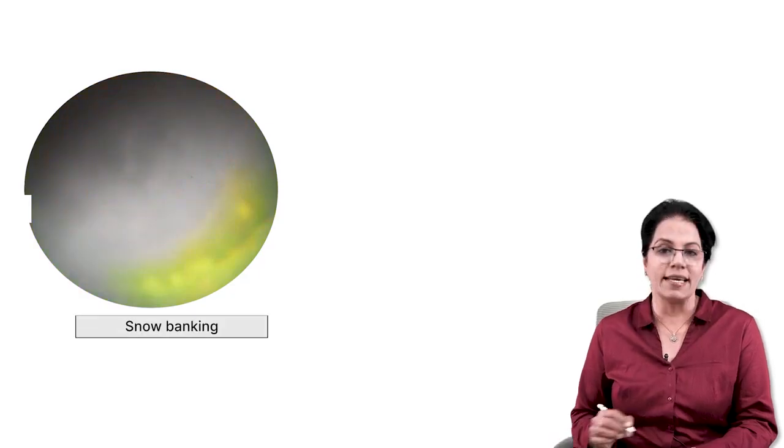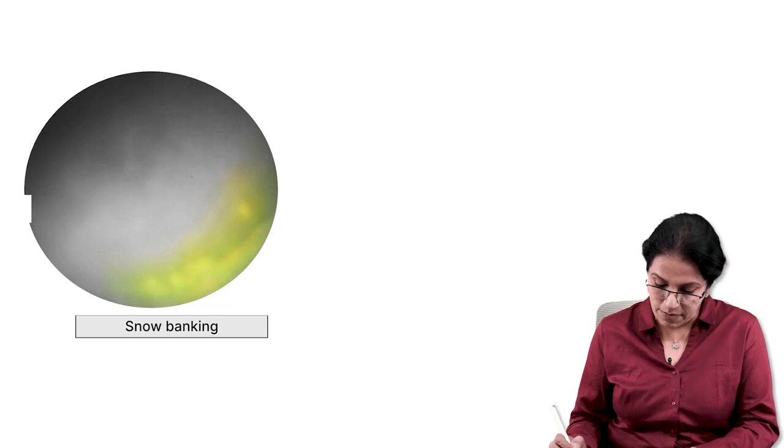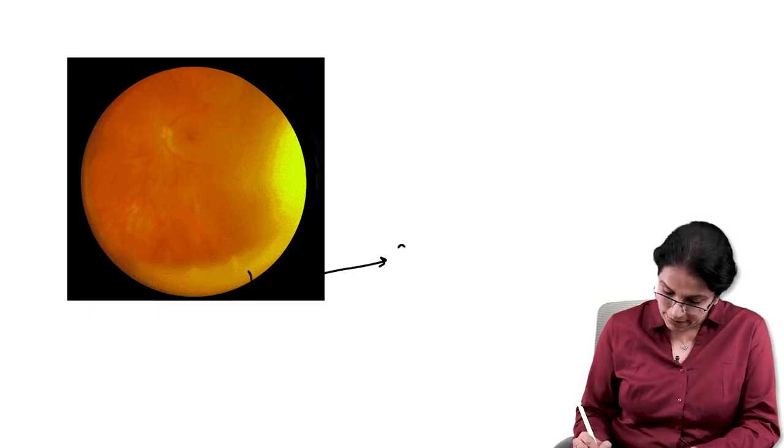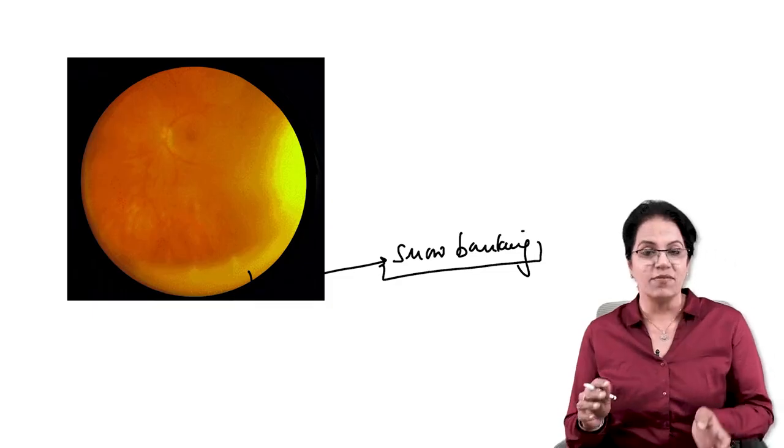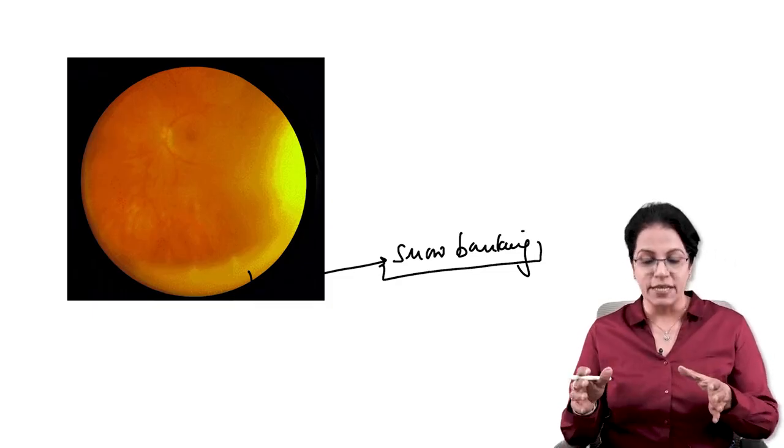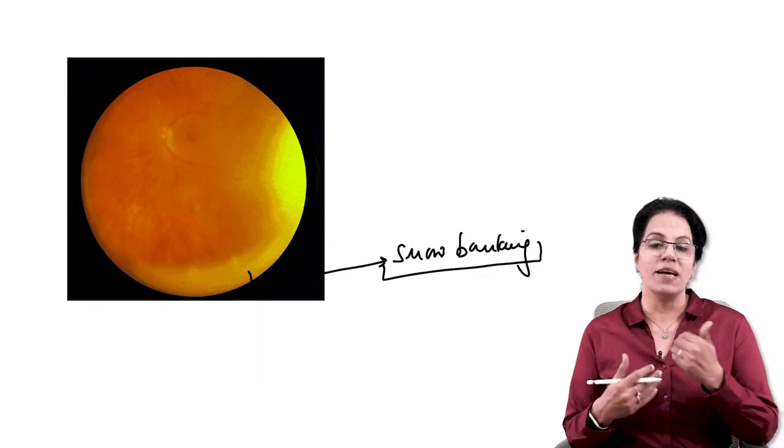Next is this. What is this? Snow banking. That is the fibrovascular plaque on the pars plana. You can also have a look at snow banking here. So, this is what is snow banking. Now, why I take the slide, all, is I want to also show you all that when you are looking at the snow banking of the peripheral retina, you are looking by which instrument?